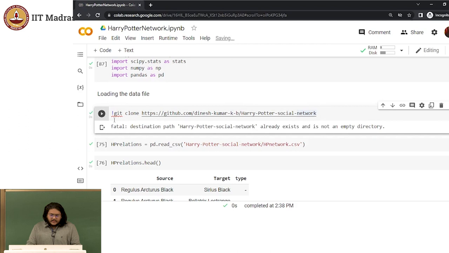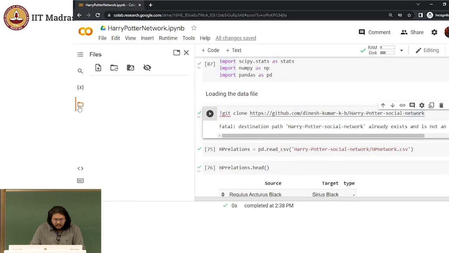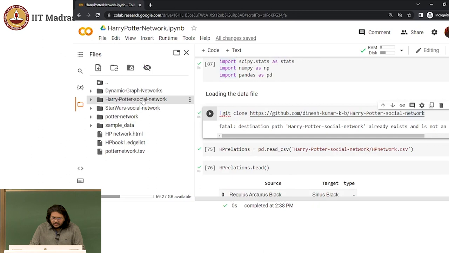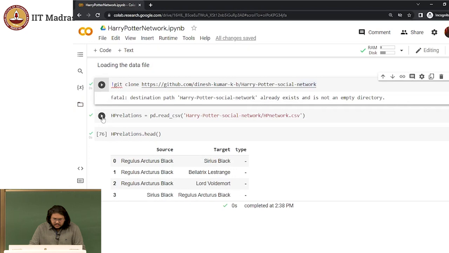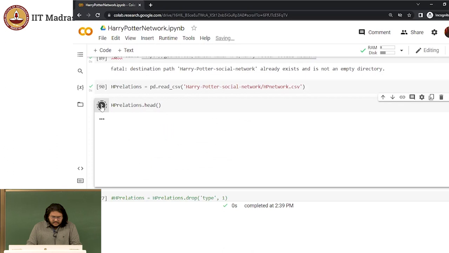I can just run this line. This is a command line code. If you want to run a command line code, you just put an exclamation mark in the beginning and then you can run it in the notebook. So it's run, and now it's loaded. If you open, you have the Harry Potter social network here, right? Next, I'm reading that CSV file using a package called pandas. Let's see how it looks.